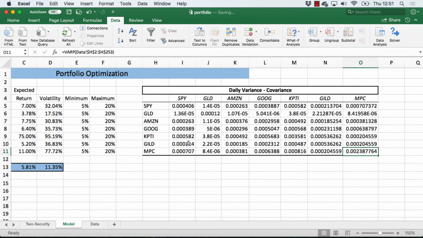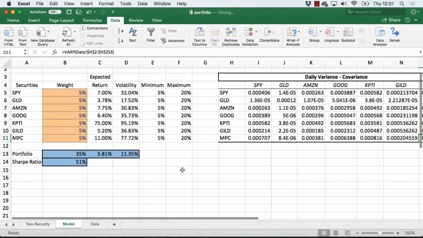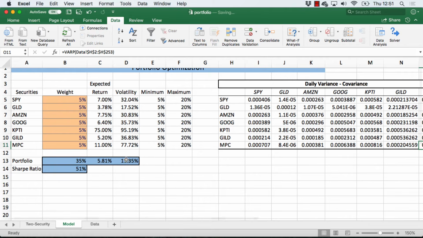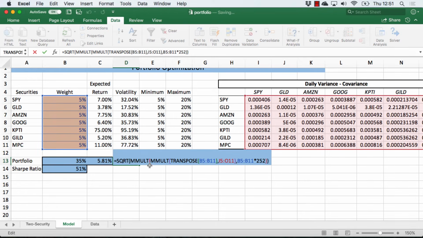So with our table filled in, we can see that the portfolio standard deviation has been calculated over here, and I will talk about the function I wrote to do that. Once again, we're dealing with variances and covariances, and we have to reduce those to a square root. So this whole matrix function is wrapped in a square root function, and then we start inside these nested functions.